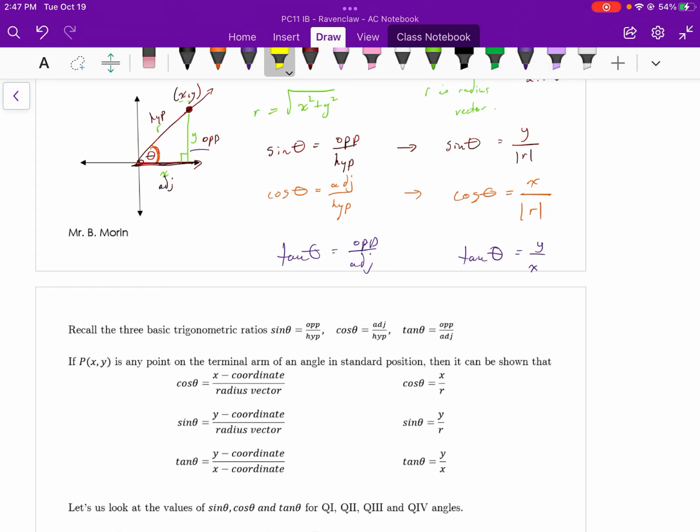And what we see here is that cosine, sine, and tangent are described as follows. Sine theta is equal to y over the radius vector r. Cosine is equal to the x-coordinate divided by my radius vector r. Tangent theta is equal to my y-coordinate divided by x.